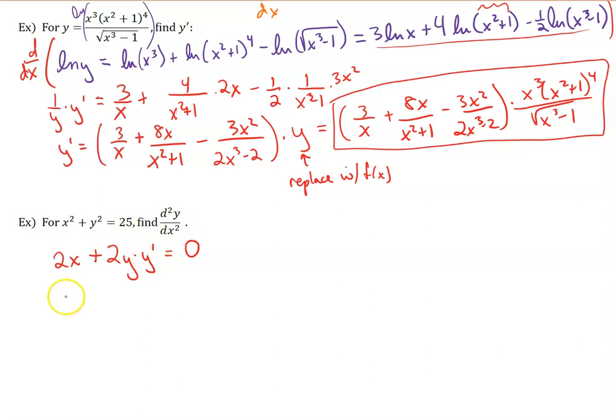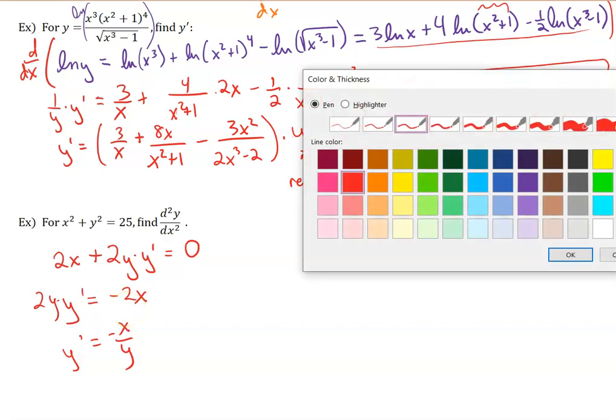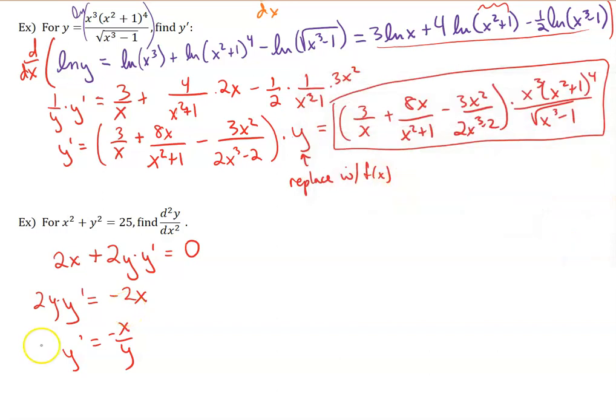So to solve for y prime, I'm going to subtract 2x from both sides. And I'll have 2y times y prime equals negative 2x. So dividing both sides by 2y, I get y prime is equal to negative x over y. So this is my first derivative. And then to take the second derivative, I need to take the derivative of that expression, or both sides of that equation. So I'm taking the derivative with respect to x of this whole thing.